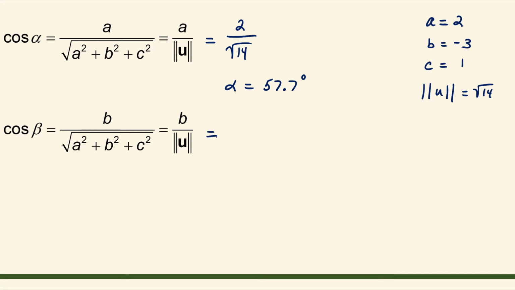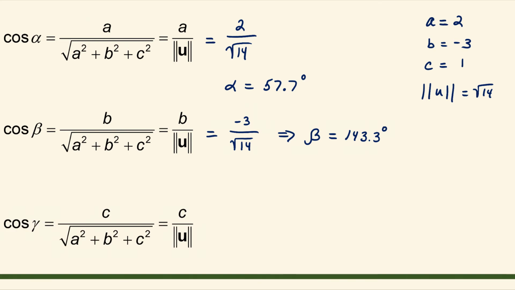The cosine of angle beta will equal b divided by the magnitude of vector u. Making those substitutions would give us b being negative 3 and the magnitude of vector u being the square root of 14. We now know that the cosine of angle beta is equal to negative 3 over the square root of 14. And again, using the inverse cosine function of your calculator, this would imply that angle beta is equal to 143.3 degrees.